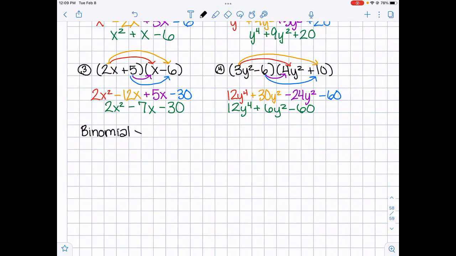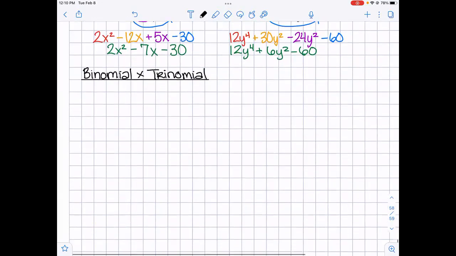Binomial times trinomial. Okay. You're still going to do kind of a FOIL, but there's going to be more than 4 steps. I like to call it distribute twice. Okay, so make yourself a little note there. We're going to distribute 2 times.